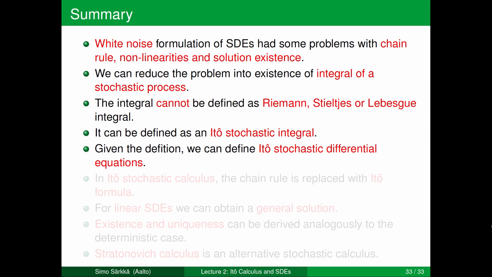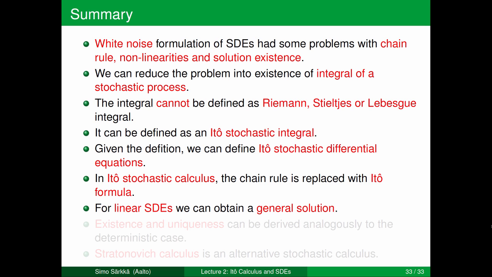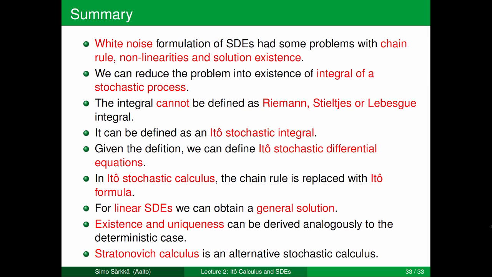Given the definition, we can define Ito stochastic differential equations by using their equivalent integral equation formulations. In the resulting Ito stochastic calculus, the chain rule is replaced with the Ito formula. And it turned out that for linear SDEs, we can obtain a general solution, and the existence and uniqueness can be analyzed analogously to the deterministic case. We also saw that there is something called Stratonovich calculus, which is obtained by slightly modifying the definition of the Ito integral, or the stochastic integral.